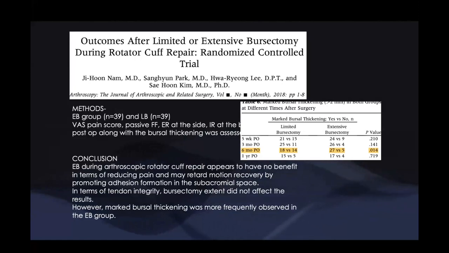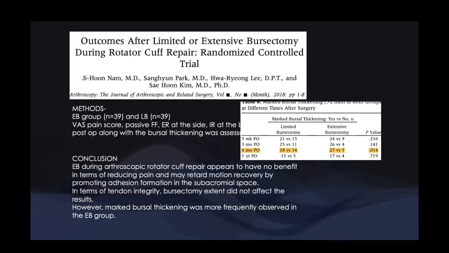So nowadays, the current trend is to do a bursectomy only limited to your visibility, rather than doing an extensive bursectomy. What extensive bursectomy does is basically it improves your vision, but then it also decreases the healing potential, because the bursal tissue has growth factors which promote cuff healing. So that is taken off.